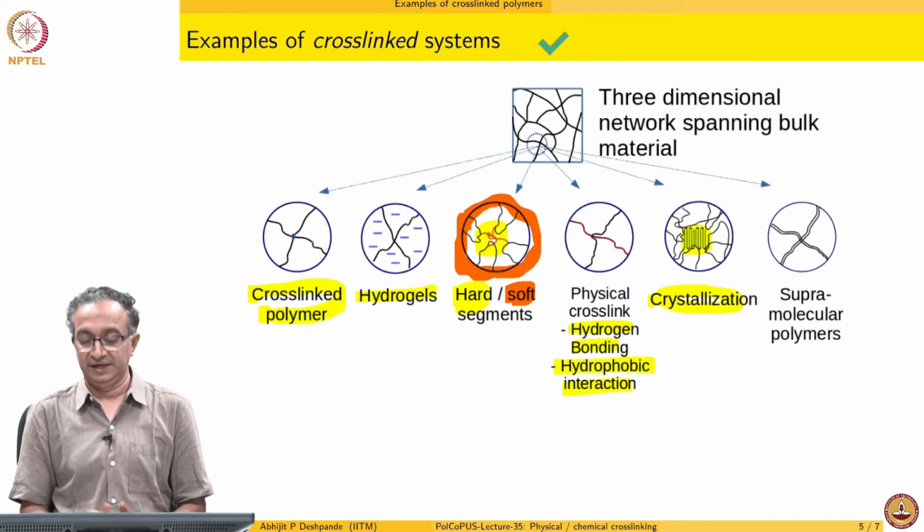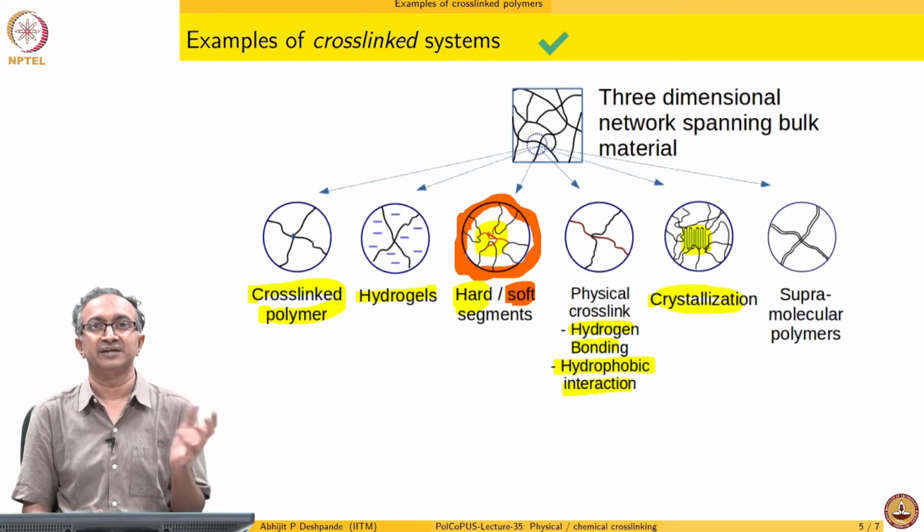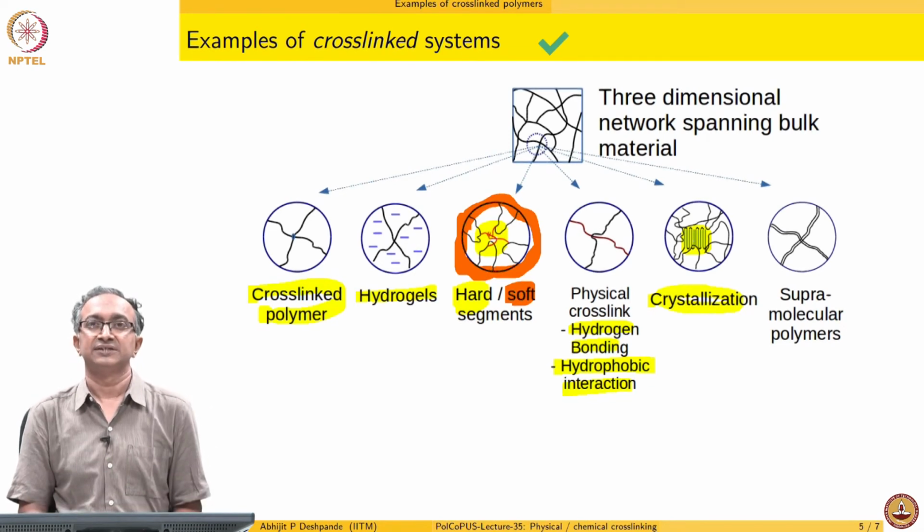So the crystalline portion can also act as a crosslinking point. And the way we can decrosslink this is just to melt it. Once the crystal is molten, either by increasing the temperature or by adding a small molecule which will change the crystallization condition, the crystals can be taken away. And in that case, decrosslinking can happen easily.